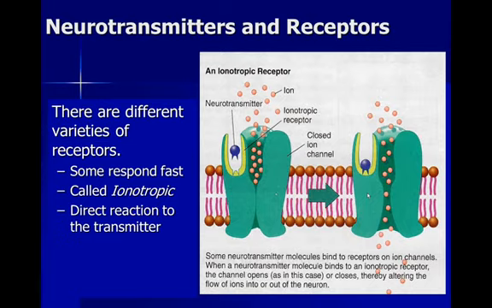So some neurotransmitter molecules bind to receptors on ion channels, and when a neurotransmitter molecule binds to an ionotropic receptor, the channel opens or closes, thereby altering the flow of ions into or out of the neuron. And so this is really critical in understanding how drugs work because they affect these ion channels. In fact, benzodiazepines work just like this. They affect these ion channels by affecting GABA.